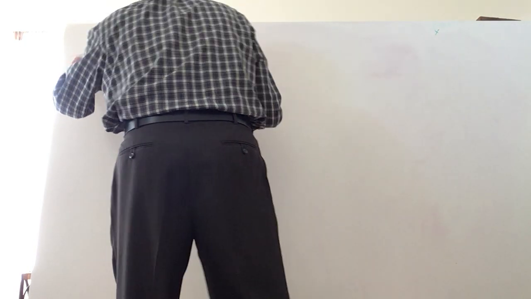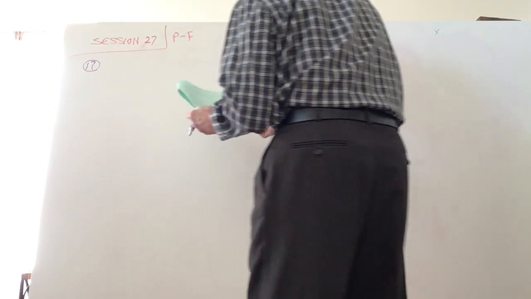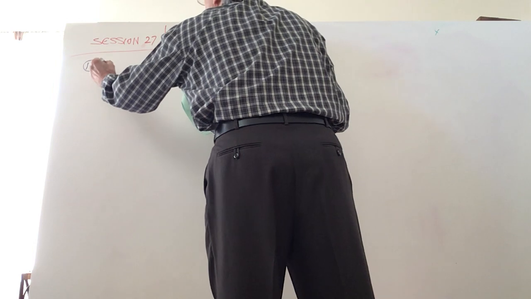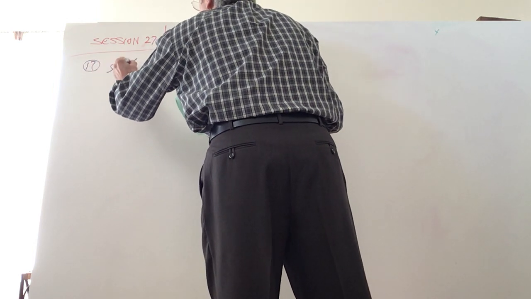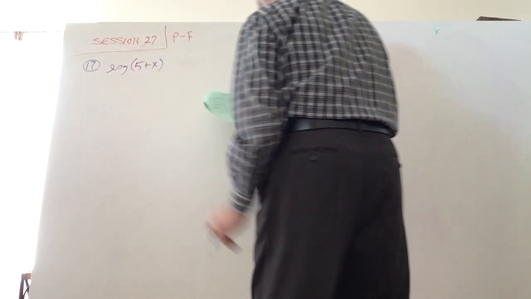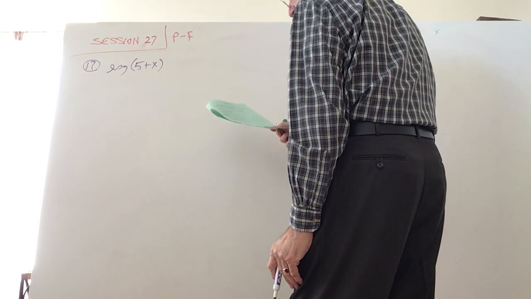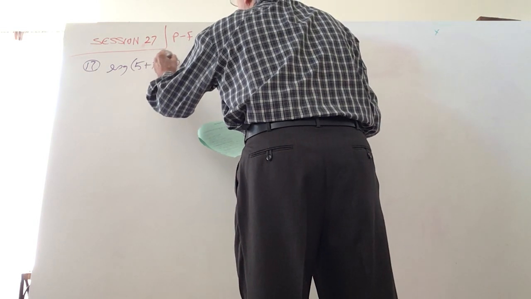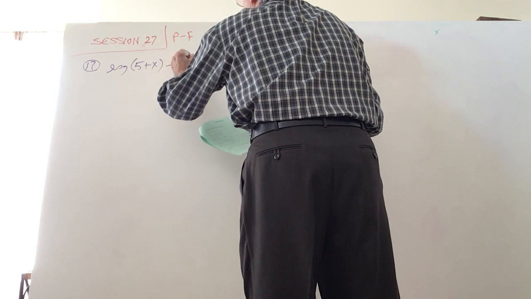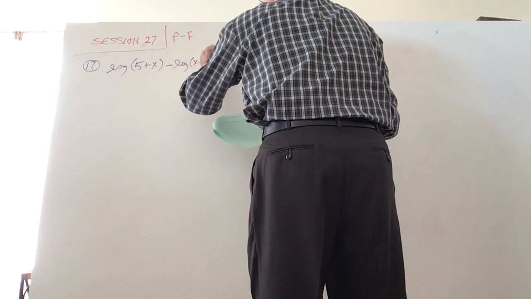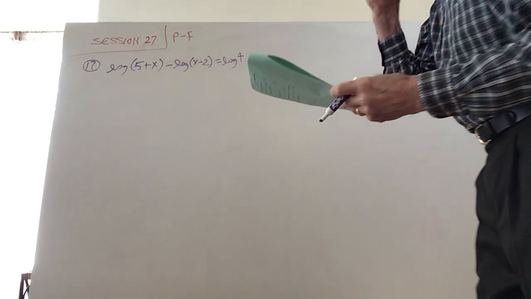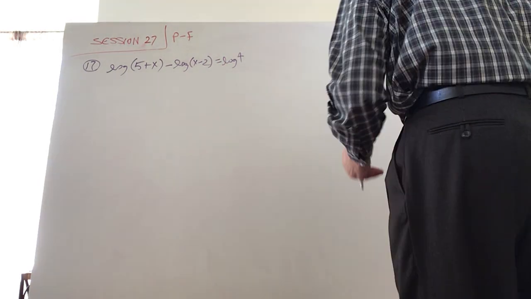Seventeen is next. The 17 is log of 5 plus x, and then minus the log of x minus 2, should equal the log of 4. Excuse me, not log 4, log of 2.